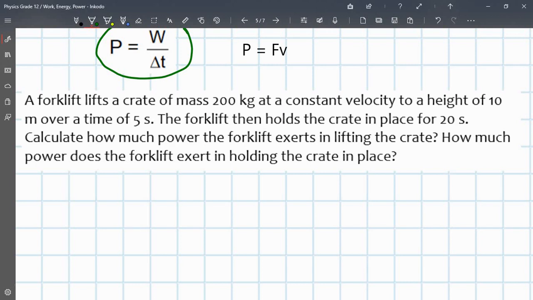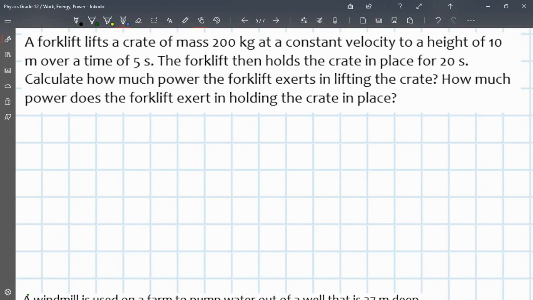What are we required to do? We're required to calculate how much power the forklift exerts in lifting the crate and how much power the forklift exerts holding the crate. So we need to calculate power in two situations. Right, so let's write down what we're given first, and then we'll try and calculate the power in the two cases.